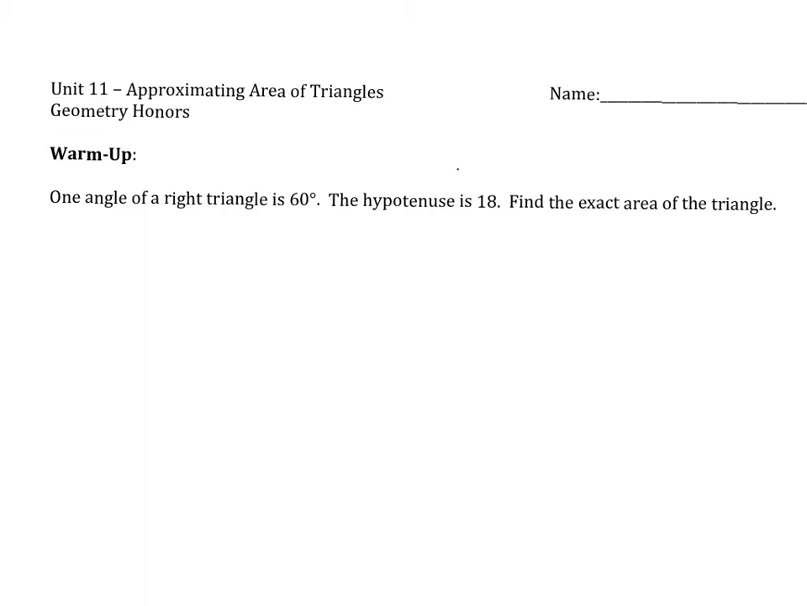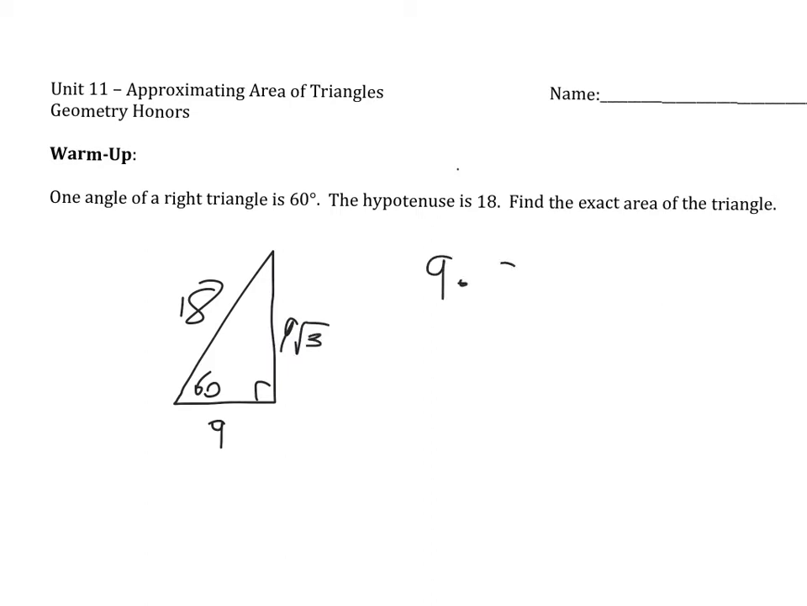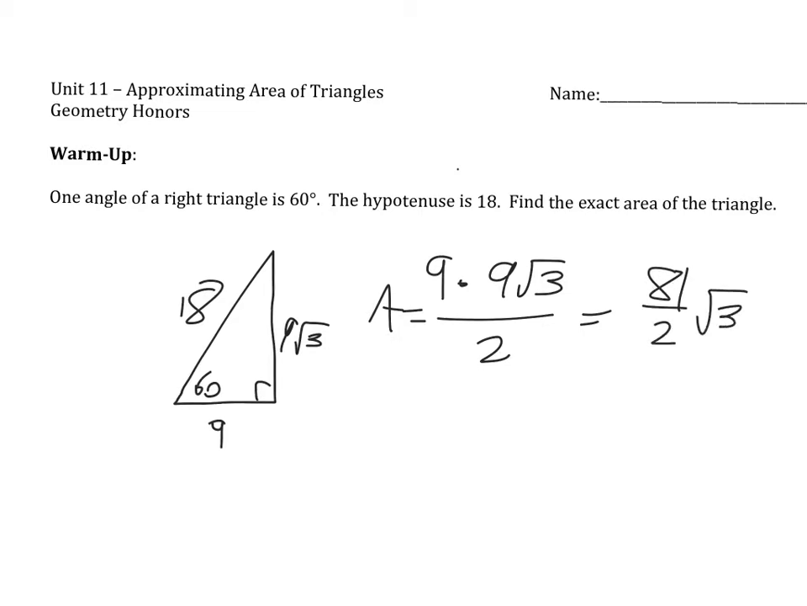One angle of a right triangle is 60 degrees. The hypotenuse is 18. Find the exact area. Okay, so we're going to use our right triangle properties. 9 root 3. That equals the area. So that's going to be 81 halves root 3.